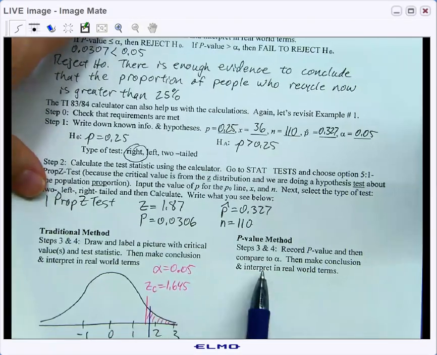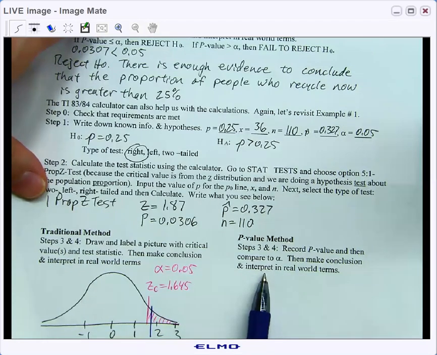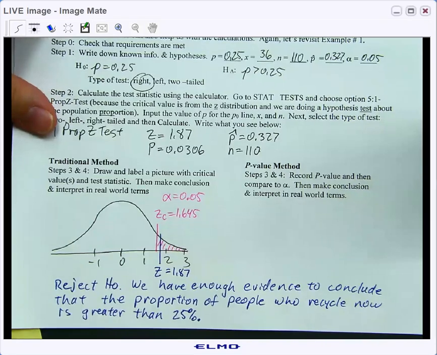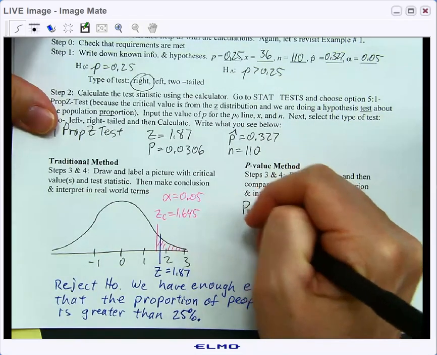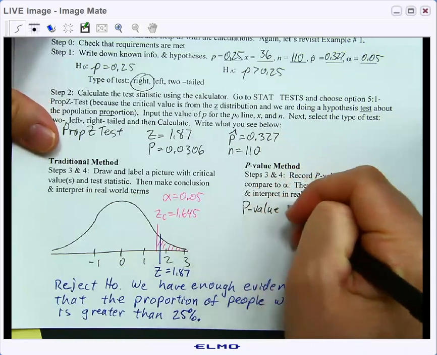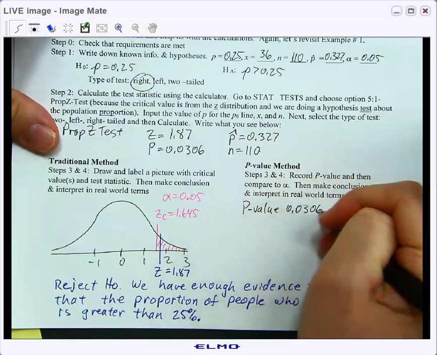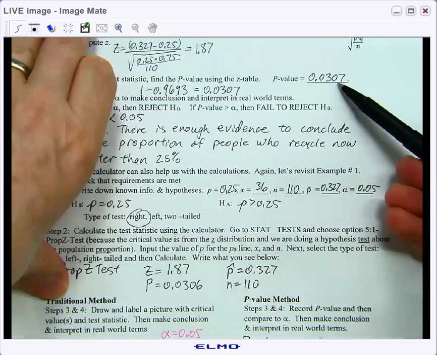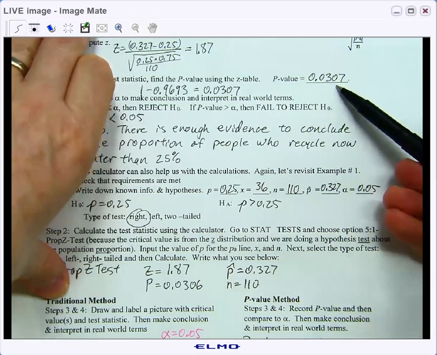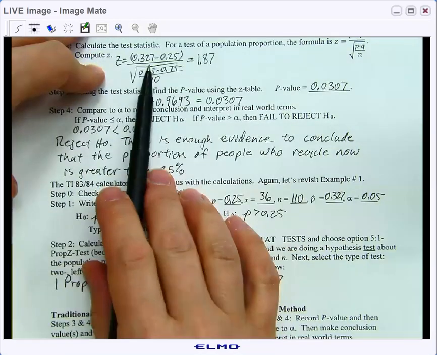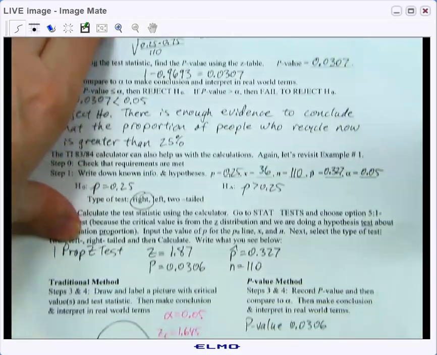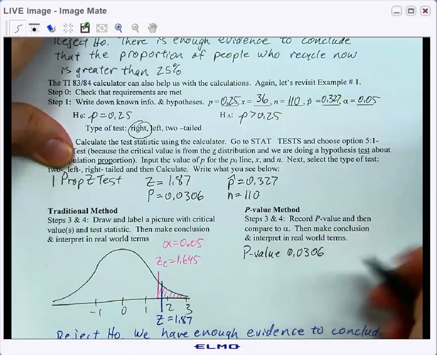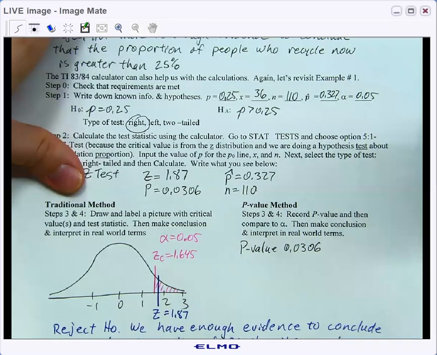Now we could do it again, but using the p-value method. And once again, the p-value method is different because we don't draw the picture, we merely find the p-value. And so our p-value is 0.0306. Uh-oh, that's different from what we found from the table by hand. But the only reason is because we rounded our p-hat value to 3 decimal places. If we'd carried many more decimal places, we would have gotten 0.0306. But that is a very, very small rounding error, and we're not going to worry about that.